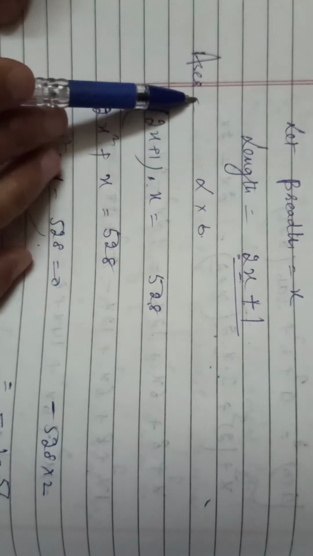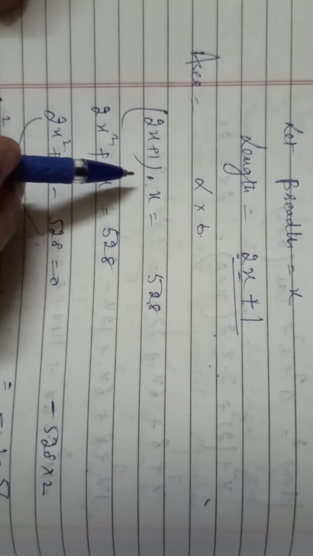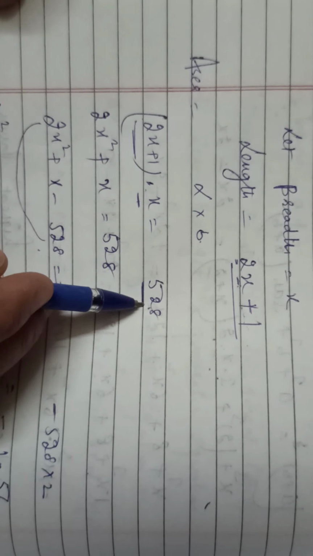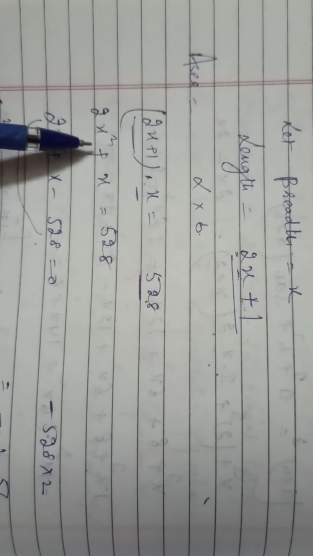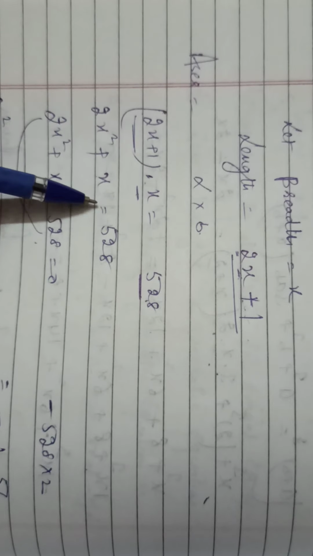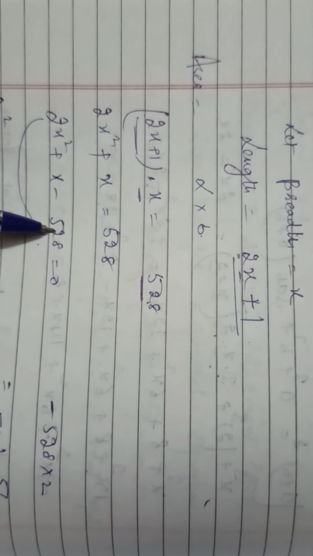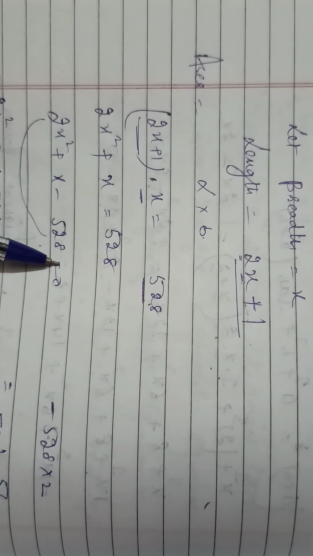Now you know area is equal to length into breadth. This is length, this is breadth, and this is the area. Open the bracket. 2x into x, 2x square, plus 1 into x, x is equal to 528. Bring this to this side. It will become a quadratic equation.